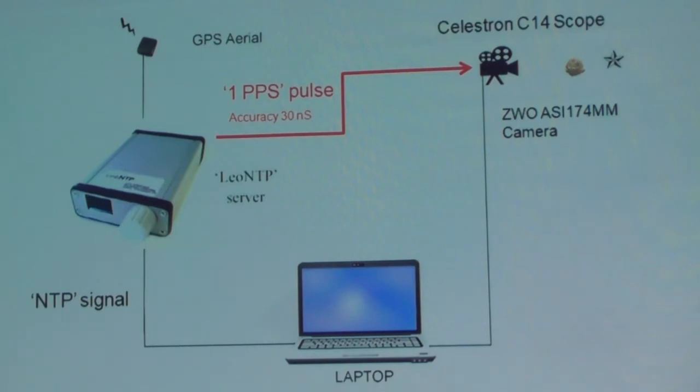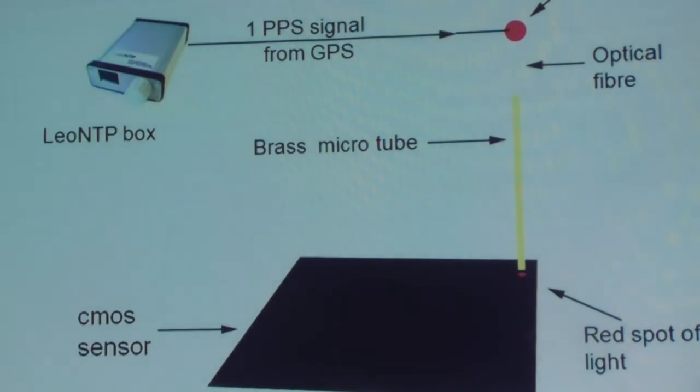Now, it doesn't tell you the time itself, it just tells you the beginning of the second. But that goes a long way to verifying that nothing untoward is happening with the time stamping. So how was that done? Well, there's the 1 PPS signal from the GPS server at the top. A red LED. I'm told red LEDs take the least time to come up to full brightness. They're all pretty fast, actually. Very fast. And then a single optical fibre, which goes down a brass microtube to hold it in place and shines a little dot of light onto the sensor.